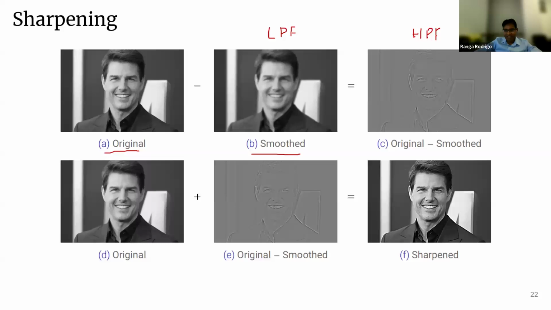High pass filter. That means this is high frequencies. You can see high frequency means the edges are present here, right? Here the edges are blurred. Okay, so I think you can understand the first row.